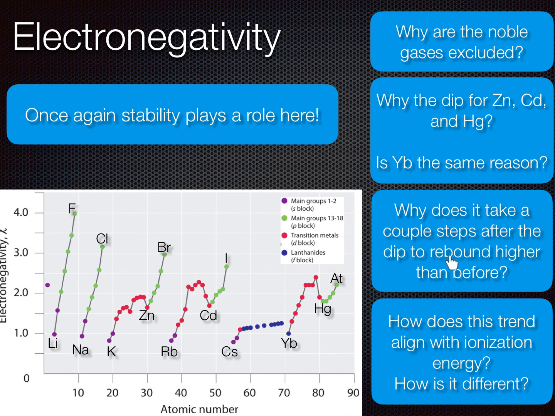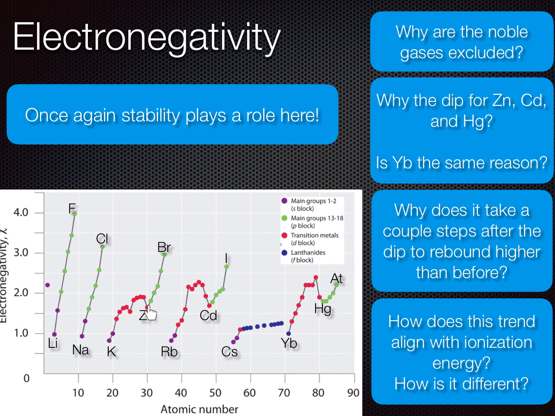Now let's take a look at this next blue box. Why does it take a couple of steps after the dip at the end of the D10 in order to rebound to get higher than it was before? If you think about zinc, the next element over is gallium. Now gallium is a p1 electron in the p block. It's the first element of the p block. This is a 4p1. And p1s are unstable because they have one electron in that p orbital, which is not nearly close to full.